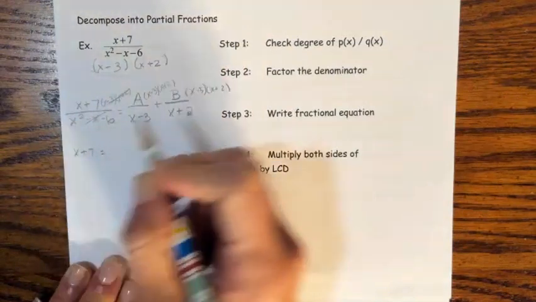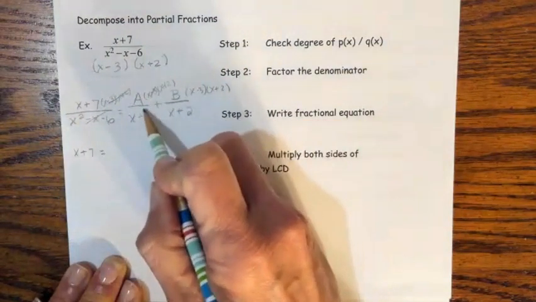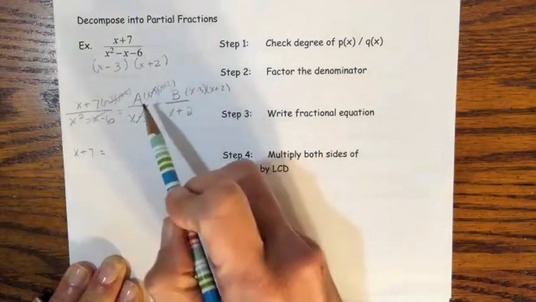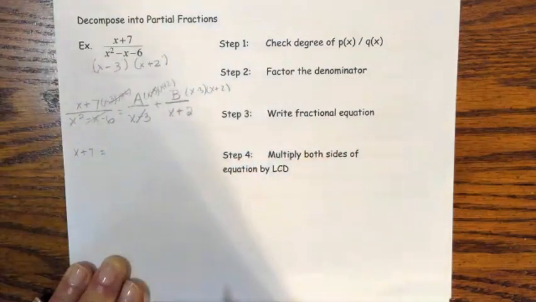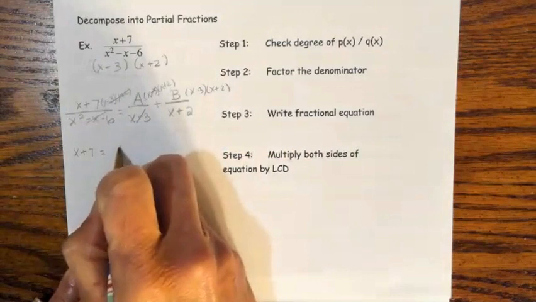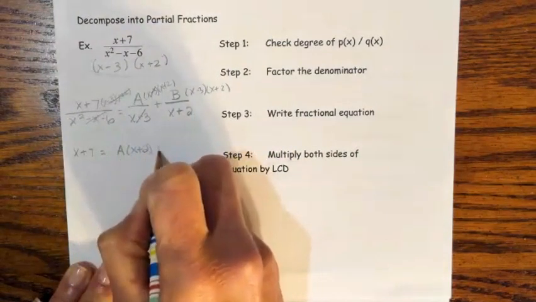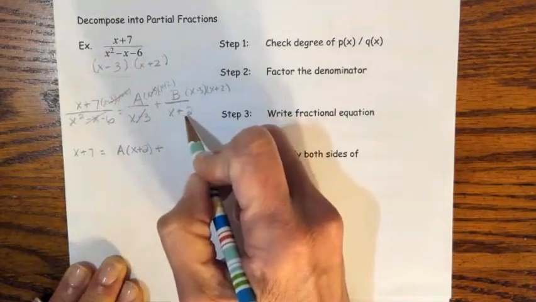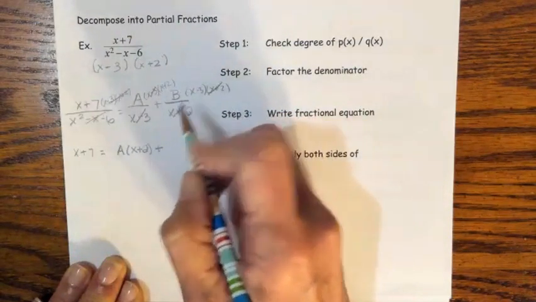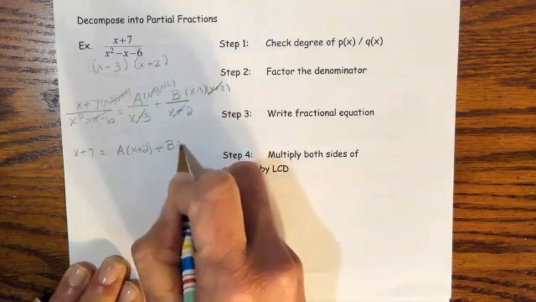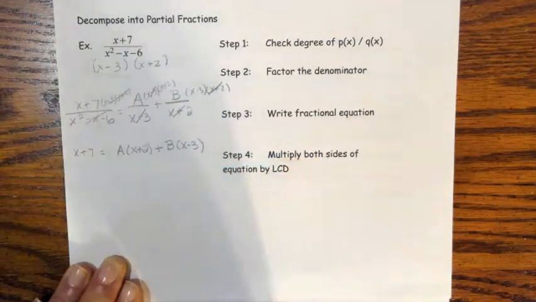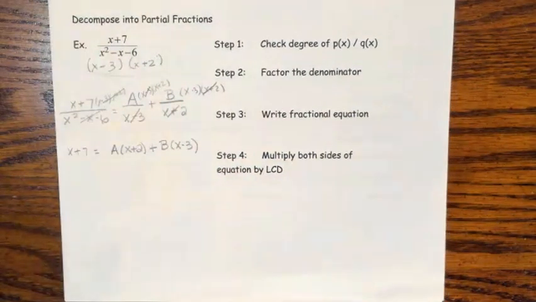7 equals, x minus 3 divided by x minus 3 will cancel, so I'll have A times x plus 2, plus, over here, the B over x plus 2, the x plus 2's will cancel, and I'm left with B over x minus 3.